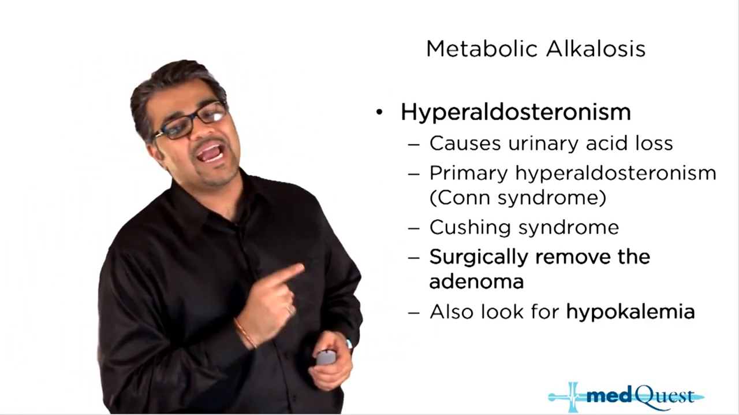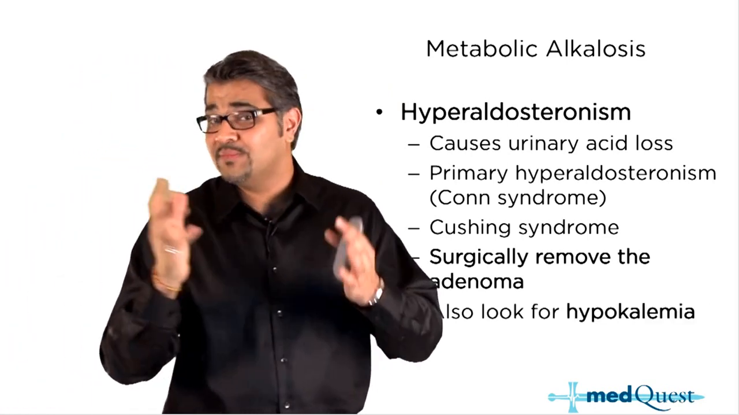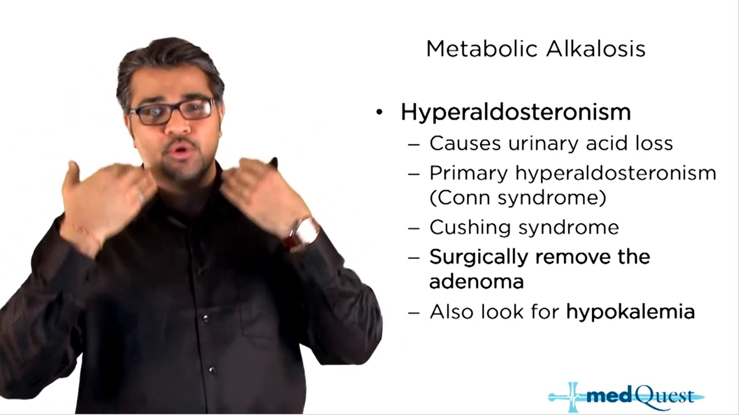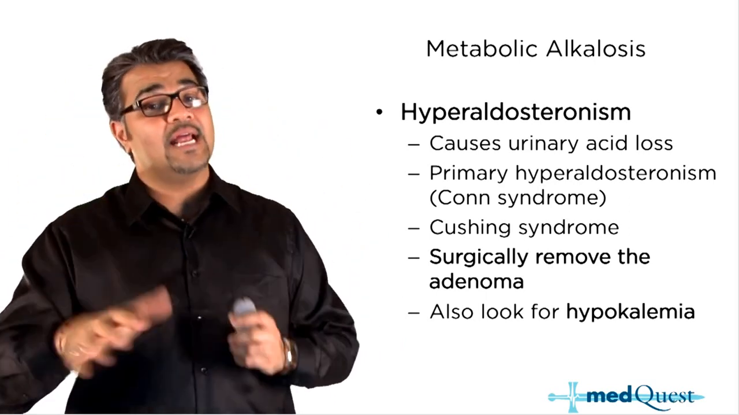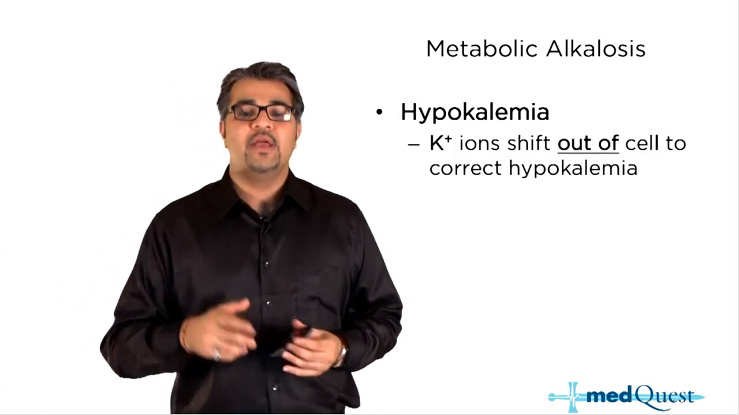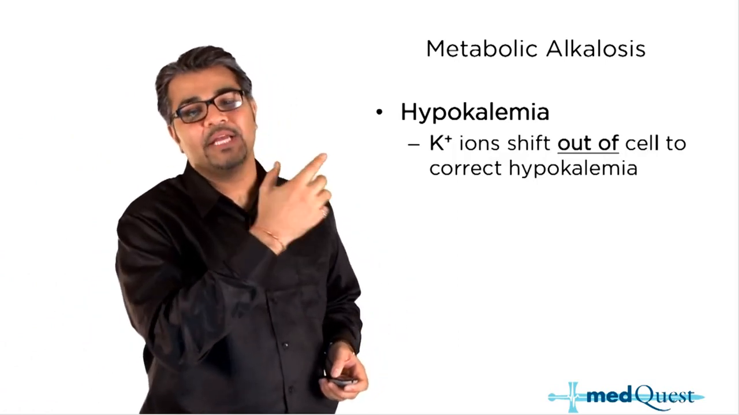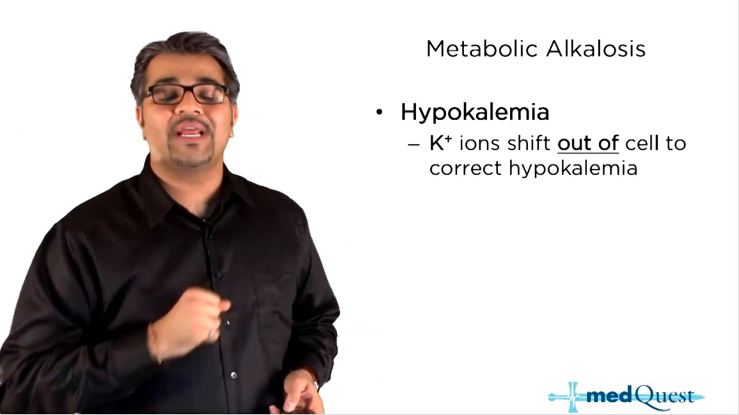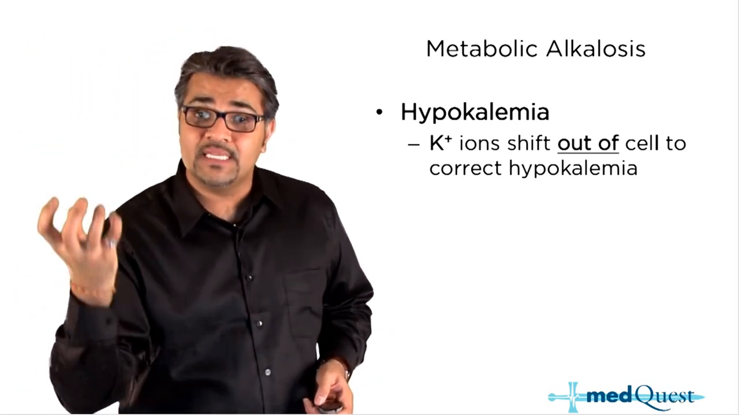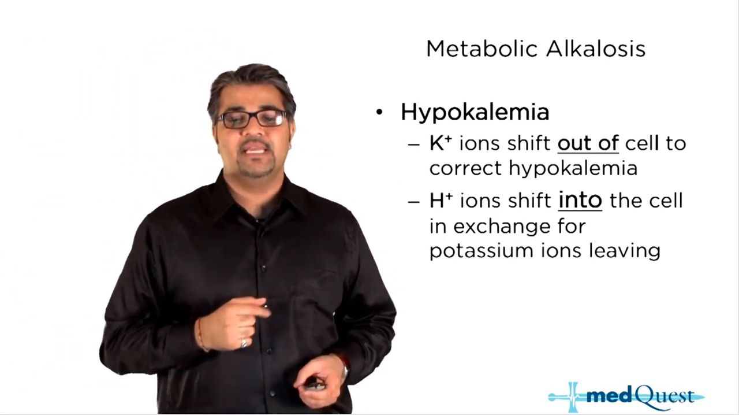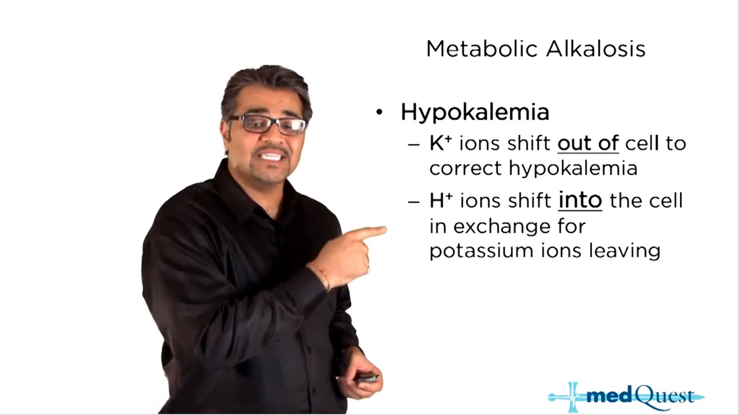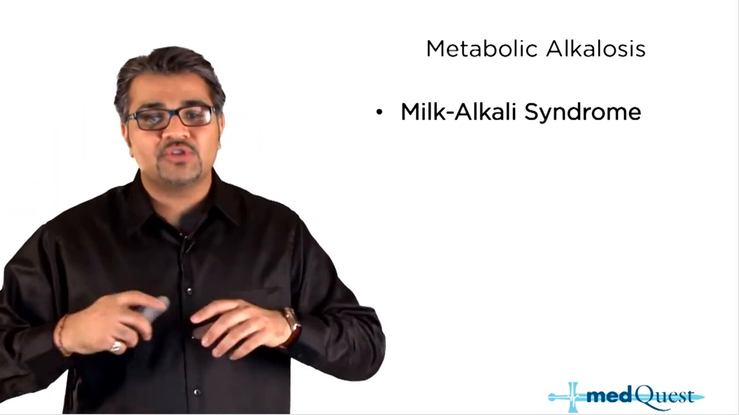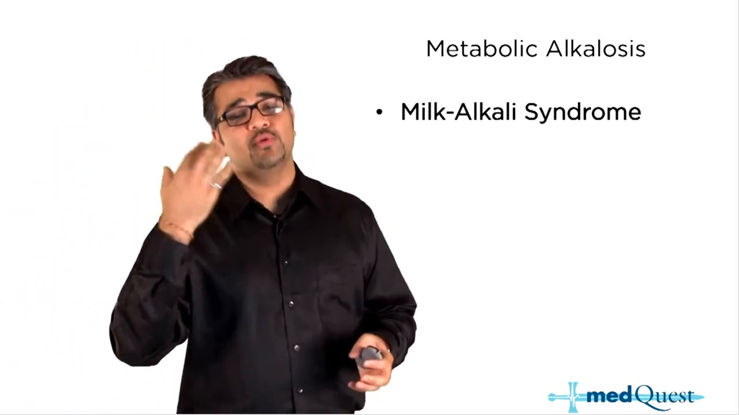You also have to look for hypokalemia with hyperaldosteronism, as in Conn syndrome, because remember, you're also going to be peeing out hydrogen and potassium ions. Now let's also talk about the hypokalemia. Why does this happen? Again, potassium ions shift out of the cells to correct the acid-base state. The hydrogen ions shift into the cell to exchange for potassium ions leaving. In addition, aldosterone causes you to lose potassium in the urine as well.